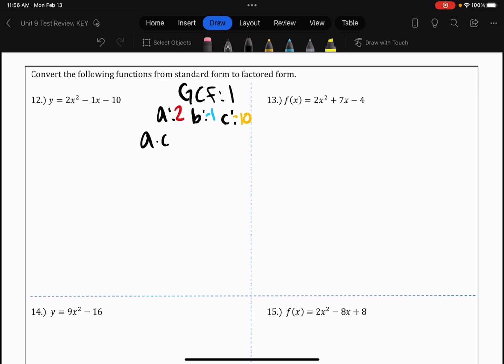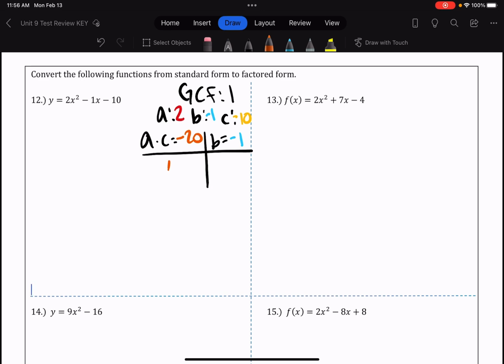I now can create my chart. I've got a times c is equal to 2 times negative 10. So I need to find two numbers that multiply to a times c, which in this case is negative 20, but add to a negative 1. My factors of 20 are 1 times 20, 2 times 10, and 4 times 5. But I want them to multiply to be negative and add to be negative, so that means my bigger factor for each of these must be negative. So let's count them up. 1 plus a negative 20 is negative 19, so that grouping doesn't work. 2 plus a negative 10 is negative 8, so we're getting closer, but that one doesn't work either. 4 plus negative 5 is negative 1.